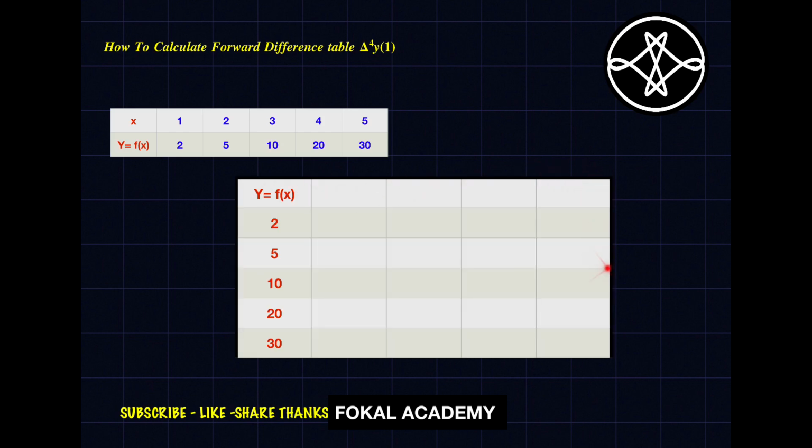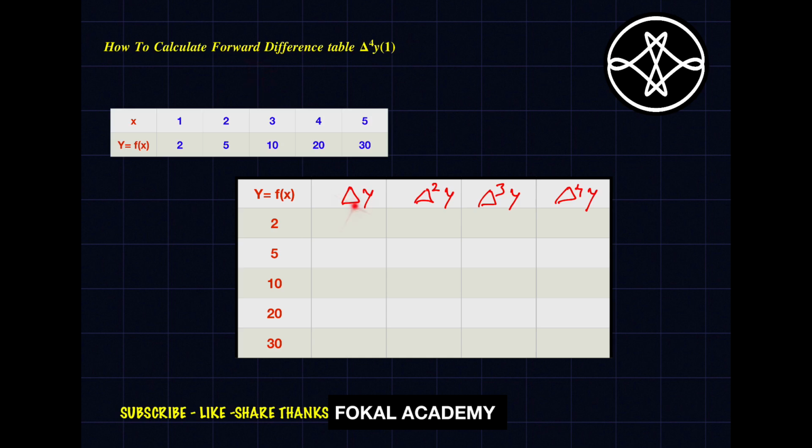So after creating the table like this, this is the y function I am taking here. So here we want the fourth forward difference. So first of all, in the first column keep the y data. In the second column, the first forward y difference, that is del y. Next, the second forward difference. Next, the third forward difference. Next, the fourth forward difference. We want the fourth forward difference for the given problem.